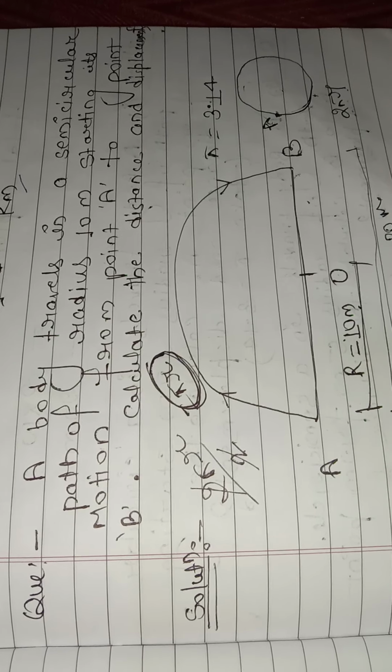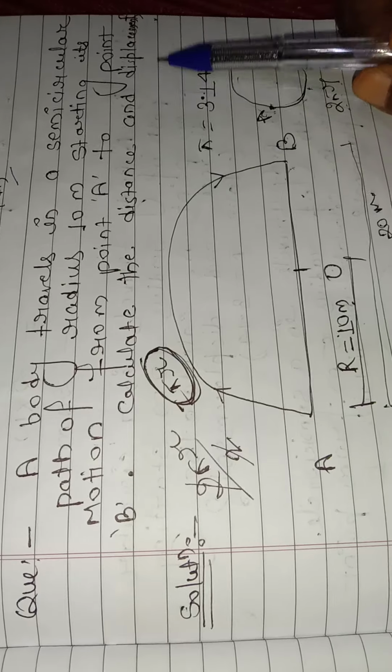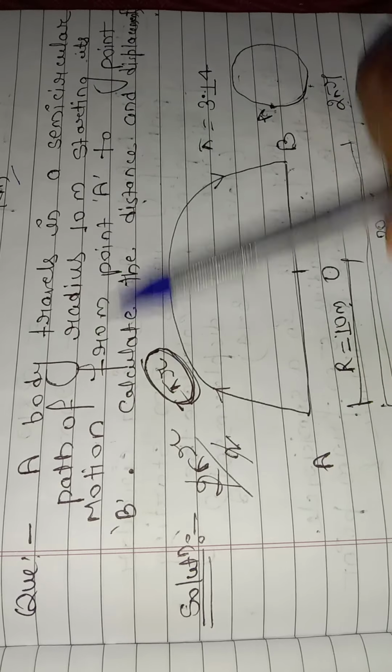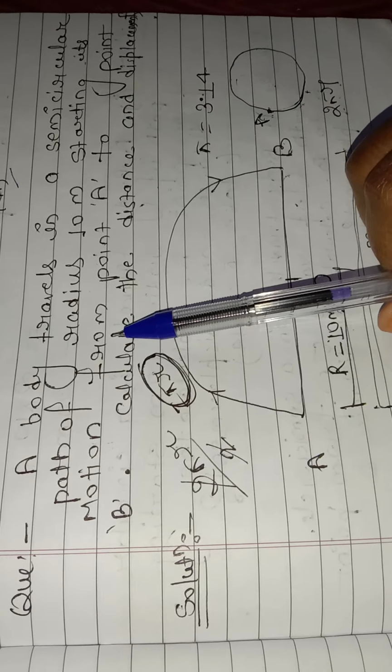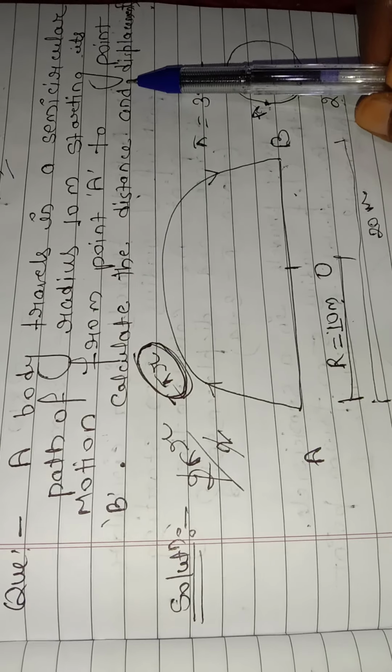Students, today we will solve some numericals related to distance and displacement. Now see, a body travels in a semicircular path of radius 10 meter, starting its motion from point A to point B. Calculate the distance and displacement.